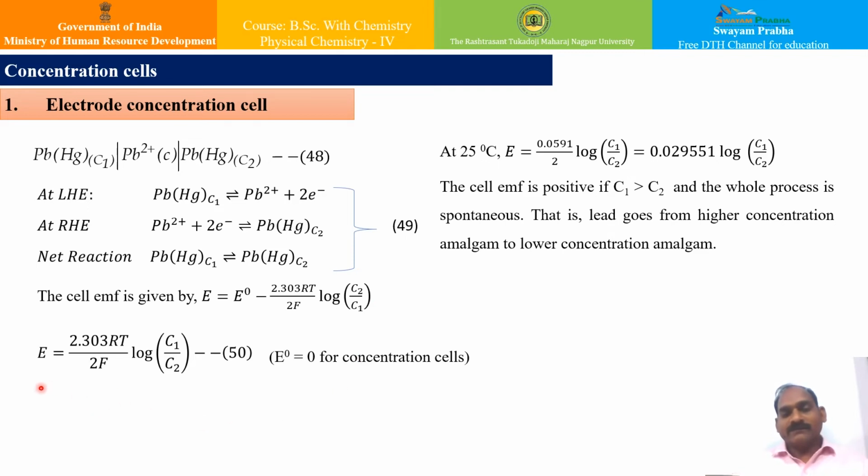So I can get E is equal to, in this simple manner, 2.303 RT upon 2F into log of C1 upon C2, because E standard for a concentration cell is 0 and at 25 degrees centigrade I can rearrange this. Therefore, if you look at this equation, I can very easily predict that the cell EMF is positive if the concentration of the first electrode is greater than the concentration of the second electrode and the whole process is spontaneous. That is basically lead goes from higher concentration amalgam to lower concentration amalgam, which is quite obvious.